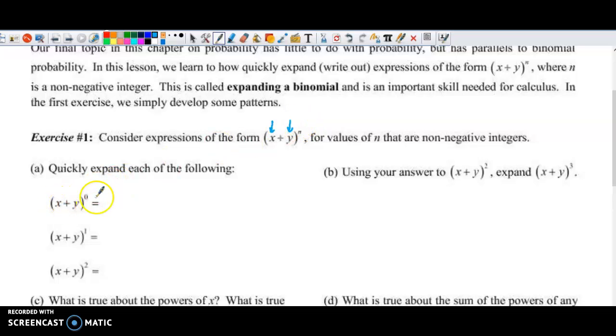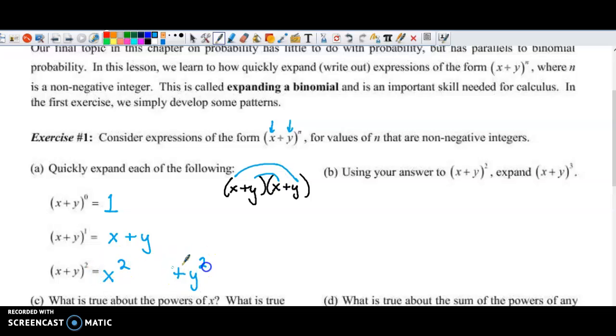But think about it: anything to the 0 power will equal 1. Anything to the first power is equal to itself. And then this next one, just think about it. If I asked you to FOIL that out, x plus y times x plus y, what you end up with, as you do the outside and inside terms, is not just x squared and y squared, but there's 2xy.